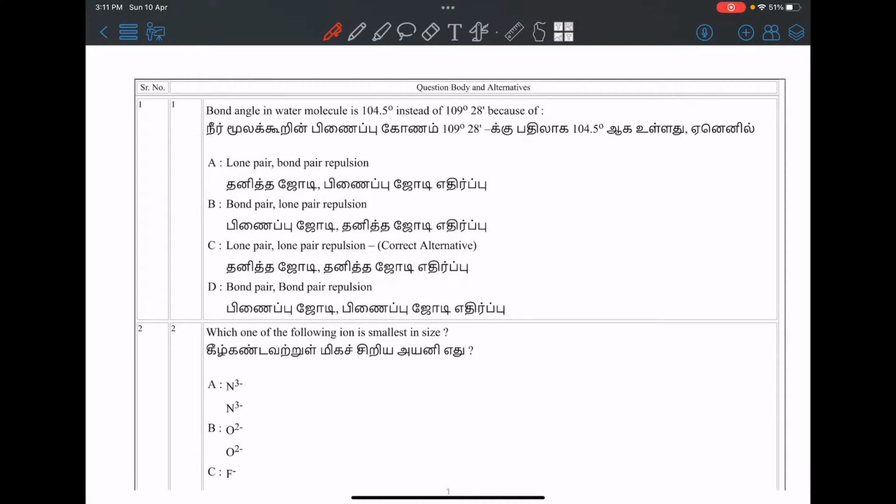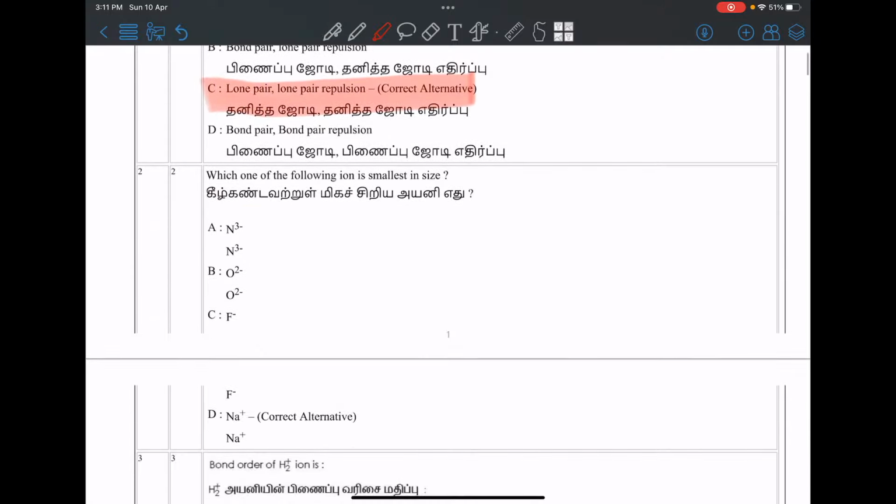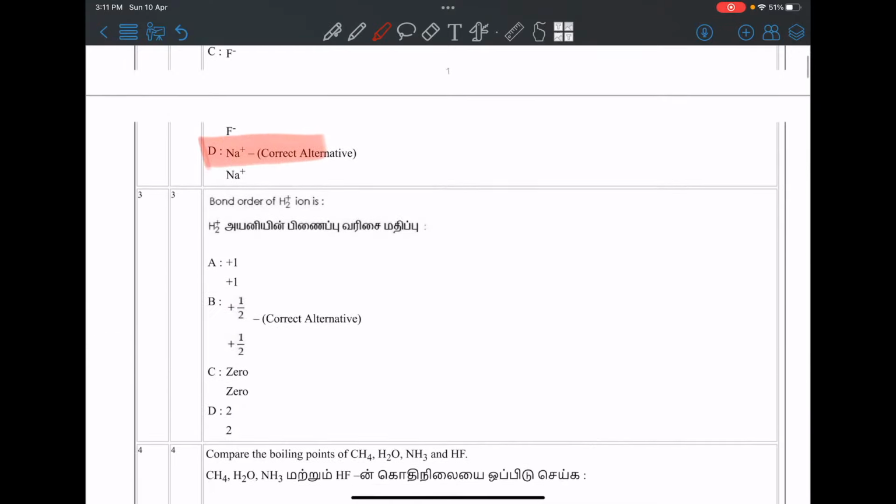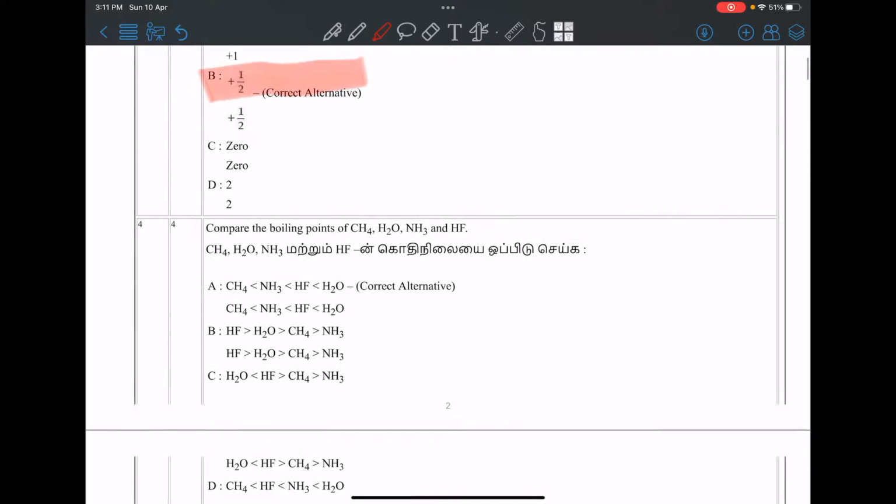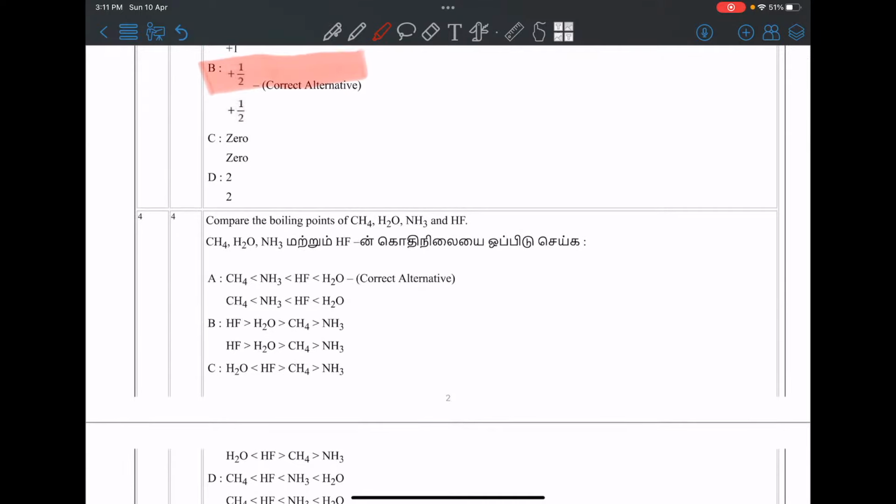ஃபஸ்ட்டு கொஸ்டின், bond angle in water molecule is 104.5 degree instead of 109 because of lone pair repulsion. அடுத்த question, which one of the following ion is smallest in size? Na plus. Bond order of H2 plus ion is option B, 1/2. Compare the boiling points of CH4, H2O, NH3, HF, option A.